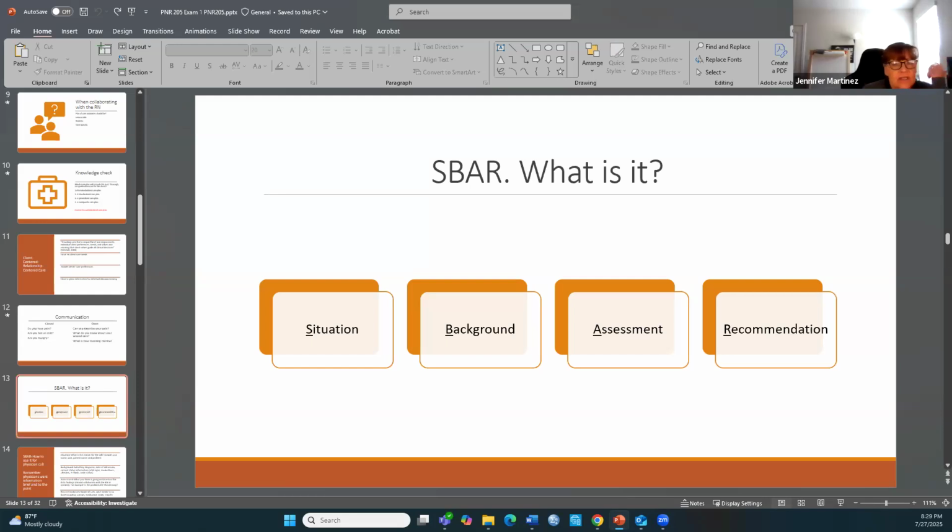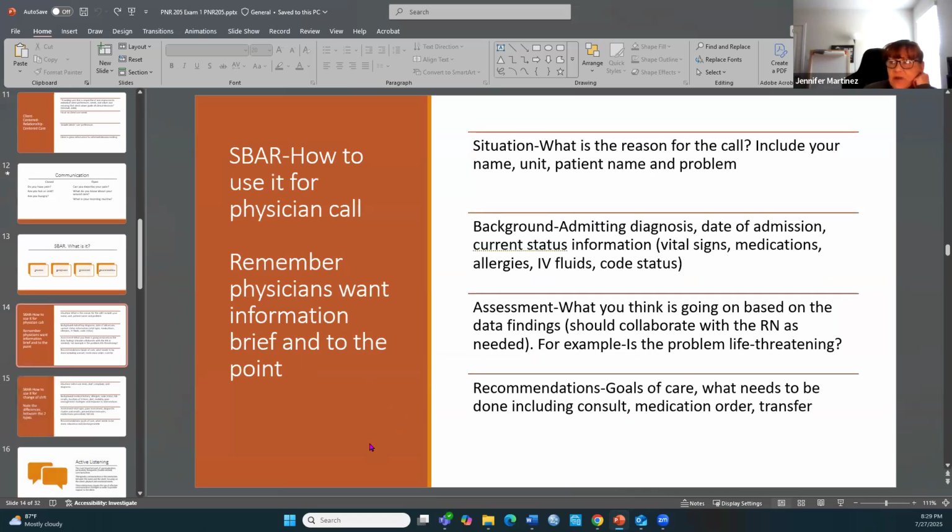Is it a new treatment? Is it a new medication? Do they need to be sent to a different level of care, right? Those are going to fall into that. So again, situation, what's the reason?